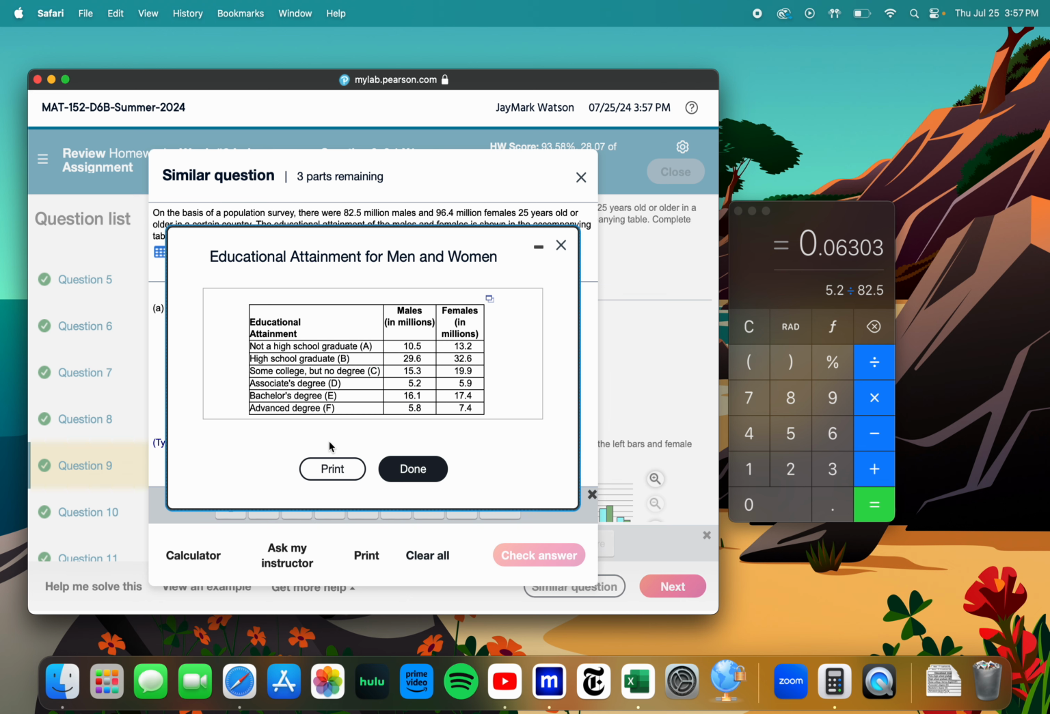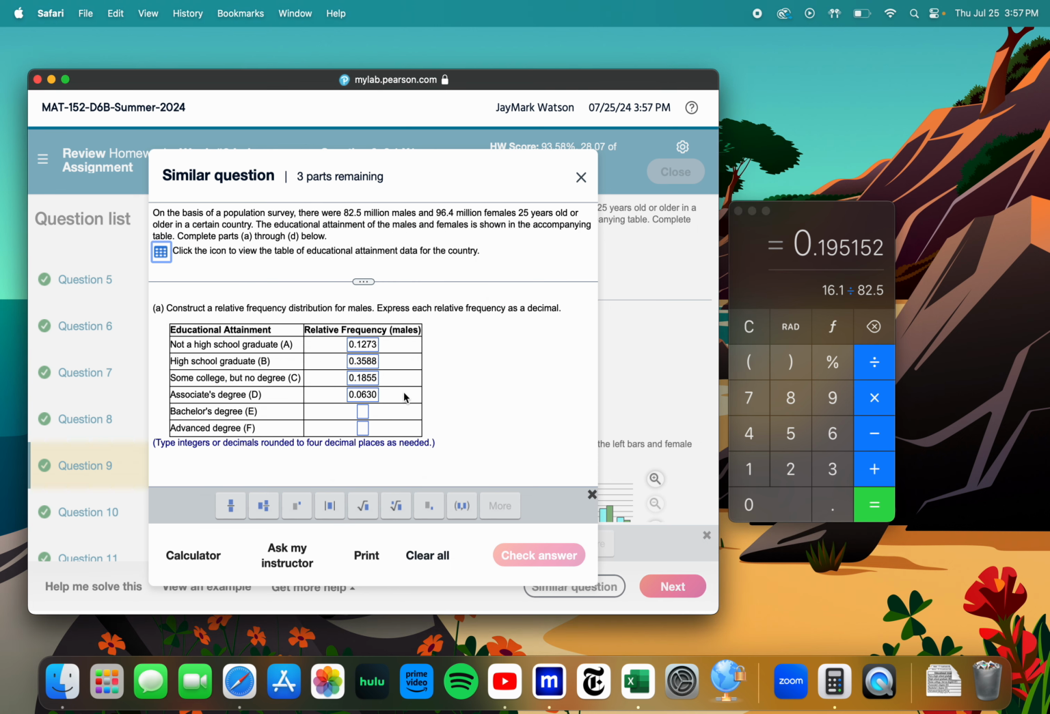So bachelor's, 16.1. That gives 0.1951, and you'll round that up to 0.1952 because of the 5. So 0.1952.